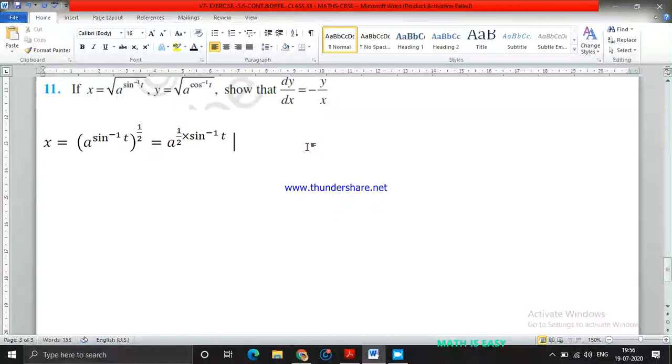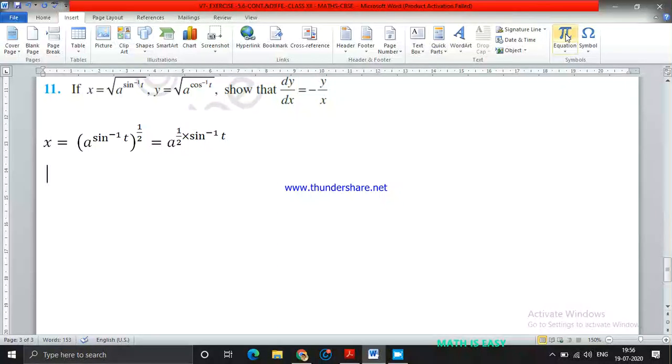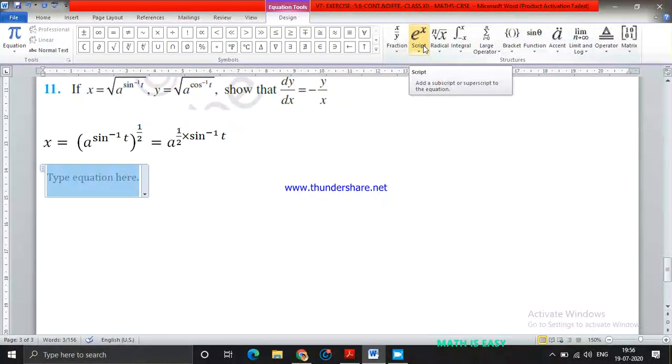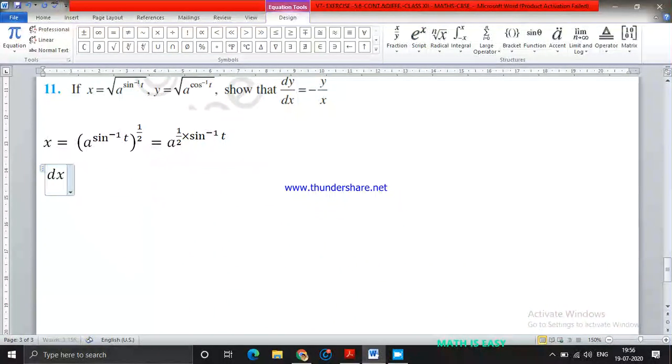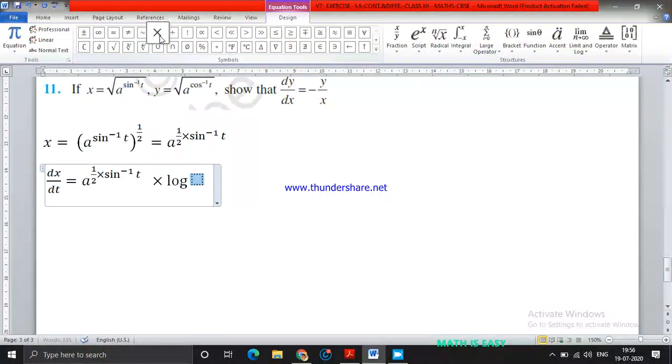Sine inverse t. Okay, now this is a to the power of theta. If anyone remembers the differentiation formula, derivative of a power x is a power x log a. So now I will write dx by dt is equals to a power theta, differentiation of a power theta is a power theta into log a. So here it will come a power theta into log a.